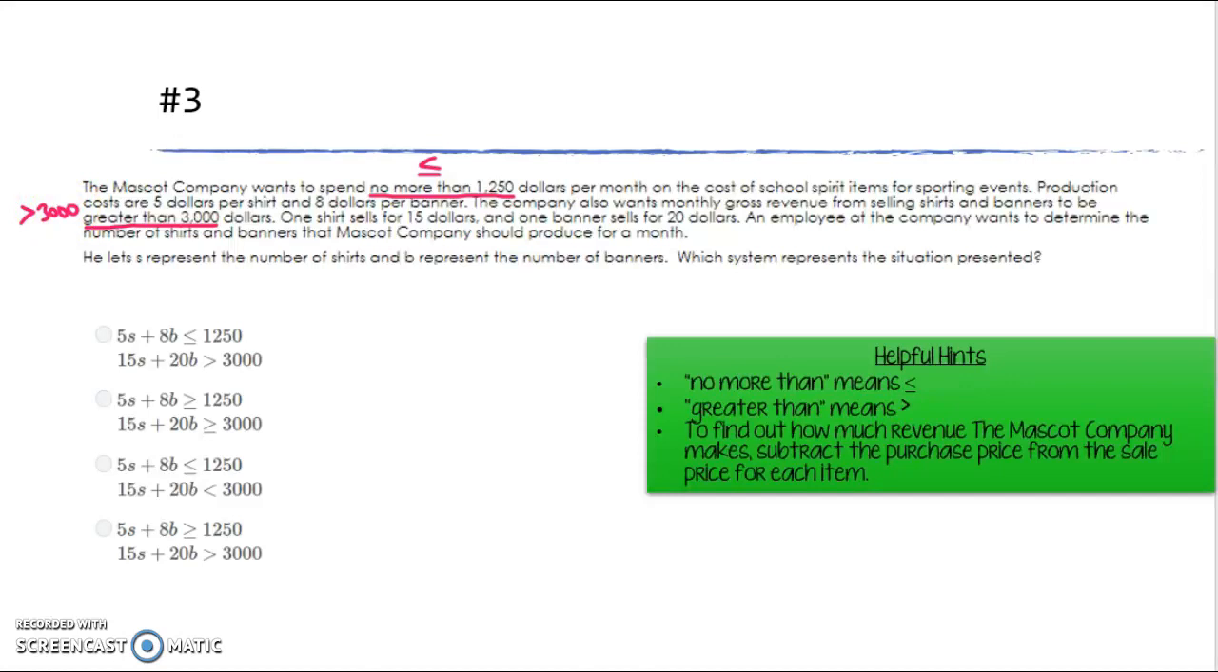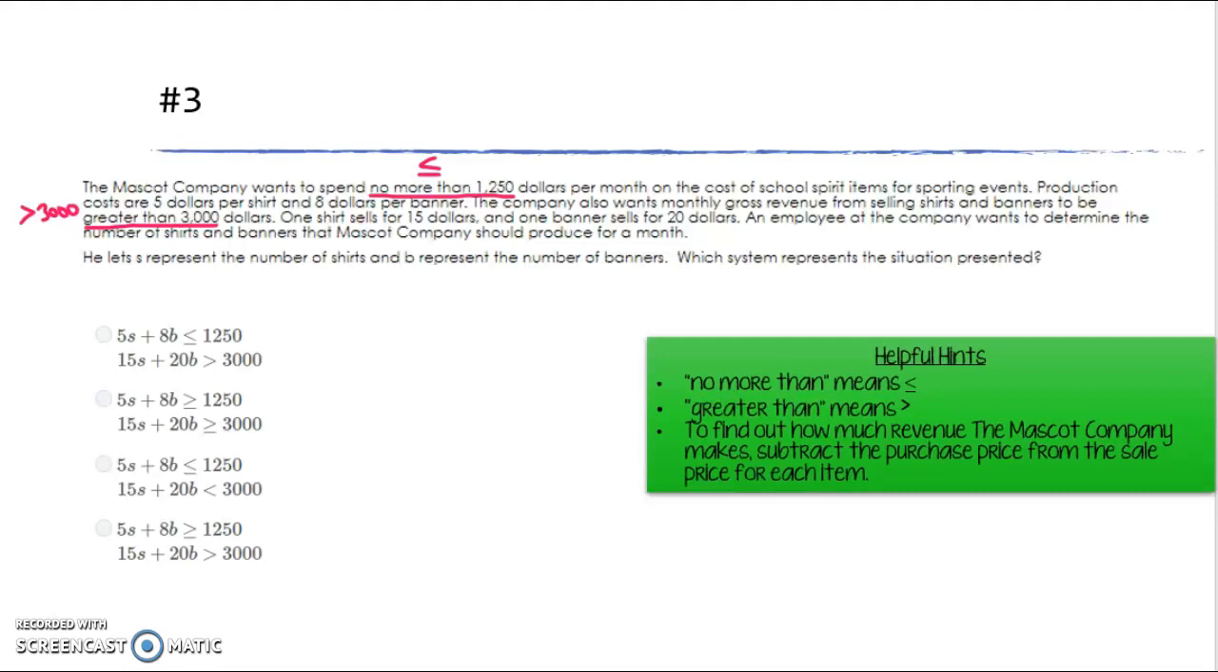You might be able to narrow down your answer choices just by figuring out which symbols are correct for this scenario. We know that one shirt is going to sell for $15, a banner sells for $20, and an employee of the company wants to determine the number of shirts and banners that the mascot company is going to produce in a month. We're going to let the letter S stand for shirts and B stand for banners. Which system represents the situation presented?